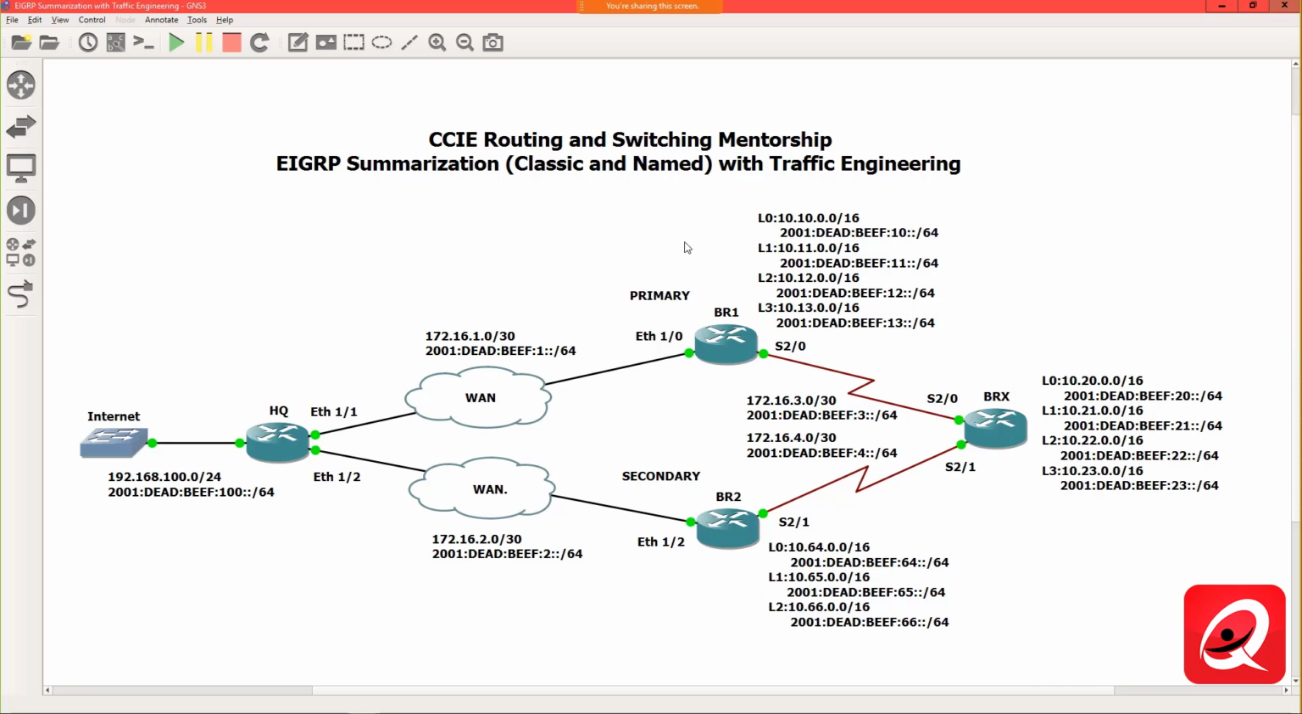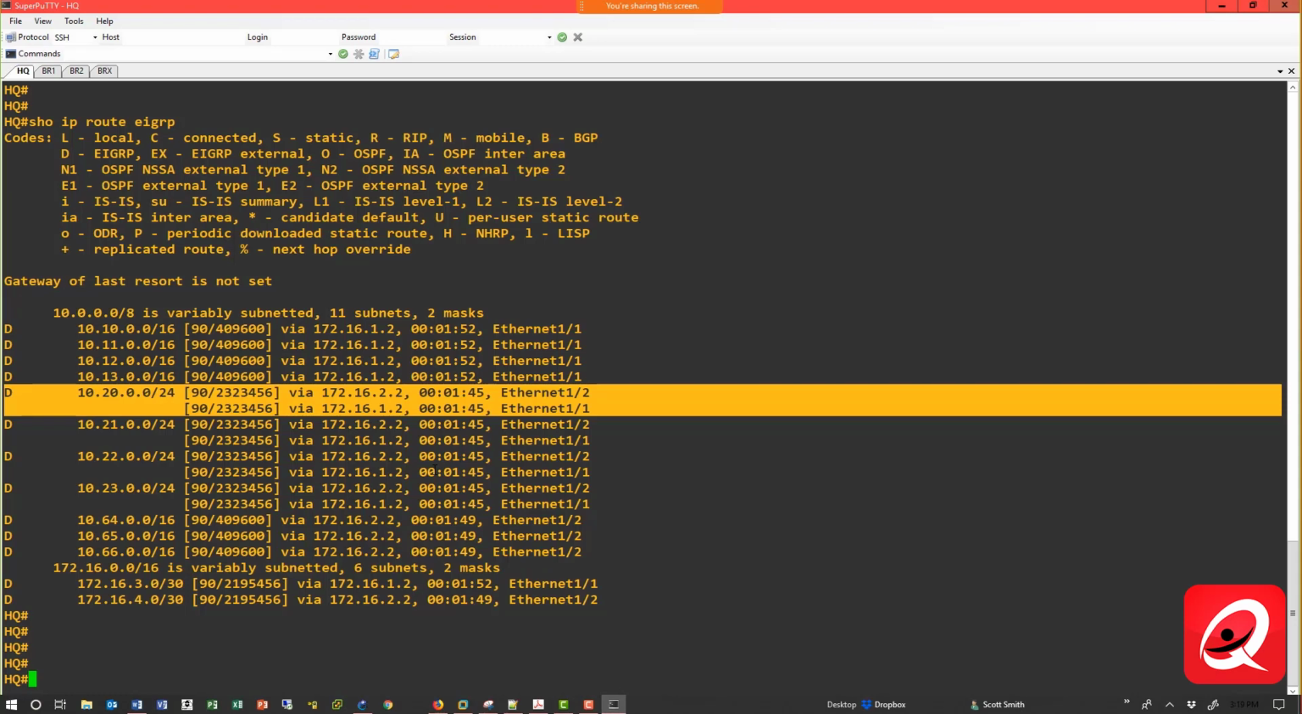So let's start by just making this secondary path a little bit worse. I'm going to go into BR2, and I'm going to change the delay on these serial interfaces to 20,010 microseconds. I'm not going to change it by much, just enough to make them unequal costs. All right. So let's go over to BR2.